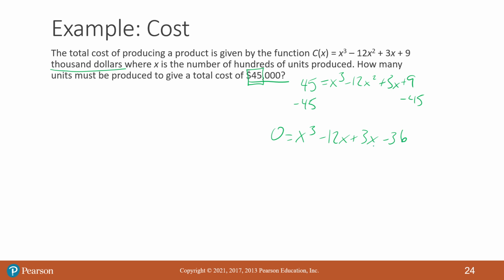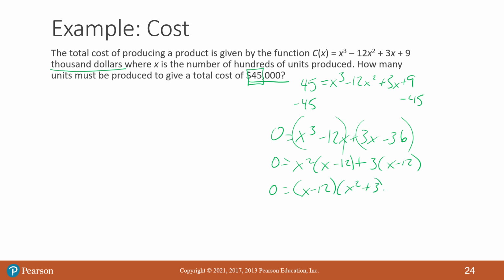Now what we're going to want to do is solve this by factoring by grouping because we're familiar with that technique. In the first one, I'm going to pull out an x squared. It's going to leave me with an x minus 12. And in the second one, I'm pulling out a 3. It's going to leave me with an x minus 12. So when I factor completely here, it's going to be an x minus 12 times an x squared plus 3.